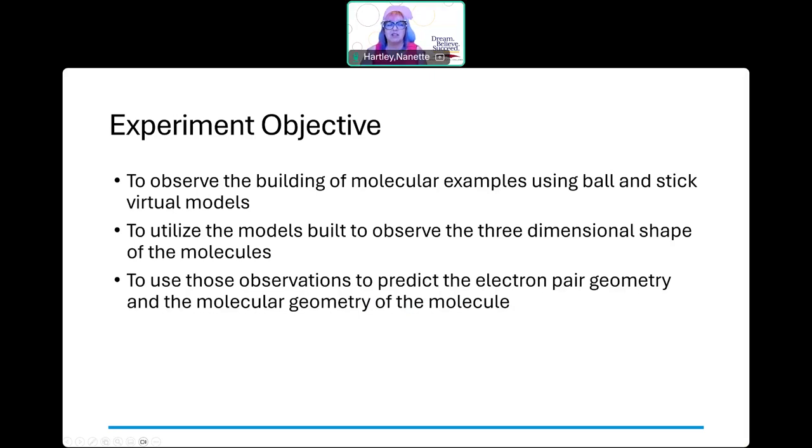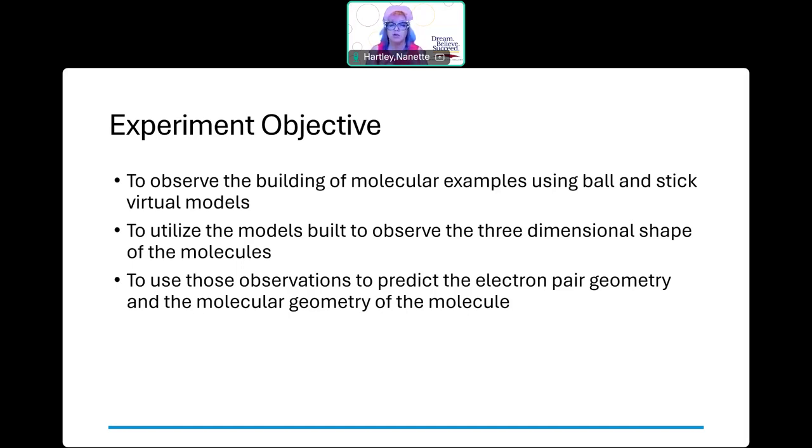Now, our objective in doing this experiment is to observe the building of molecular examples using ball and stick virtual models. So we are going to have some ball and sticks that we can work with in this virtual environment to actually build examples of molecules. And then we're going to be able to pick them up and turn them around and look at them in all different kinds of ways so that we can see what they look like. And once we've done that, we'll be able to use those to observe the three-dimensional shape of those molecules. And from those observations, we should be able to predict the electron pair geometry.